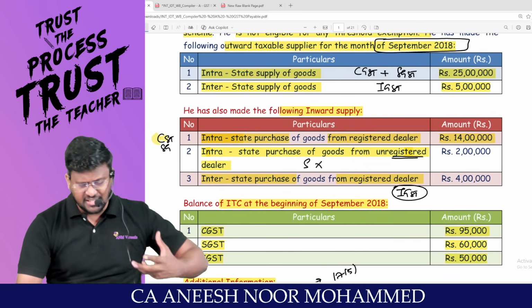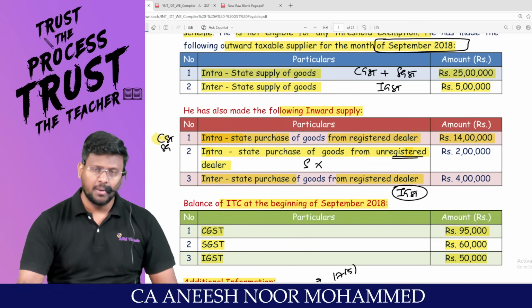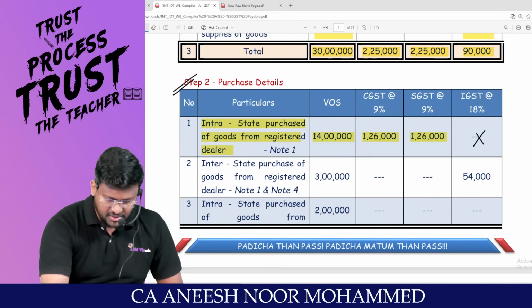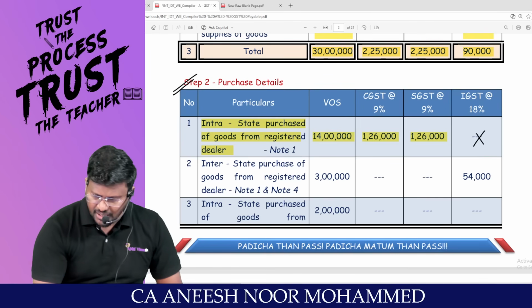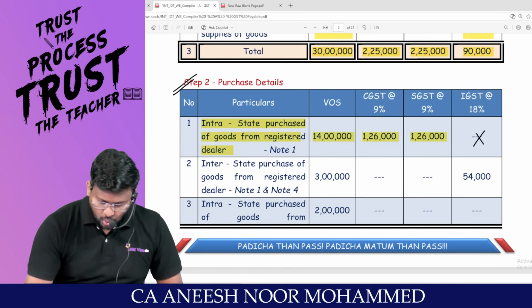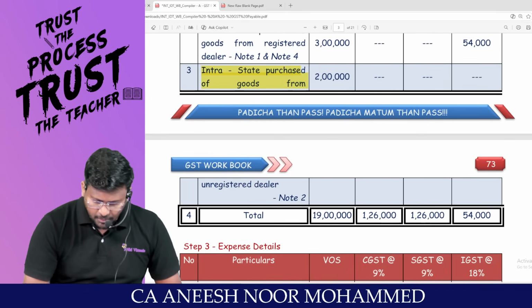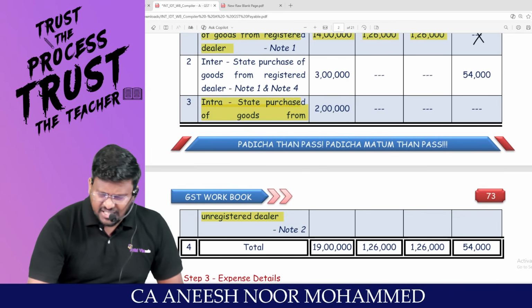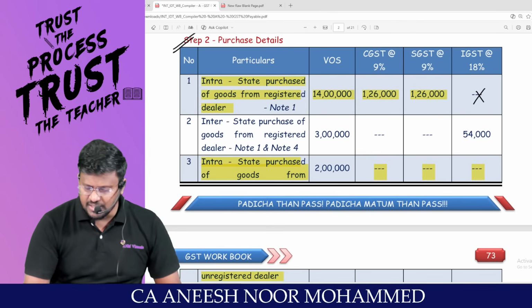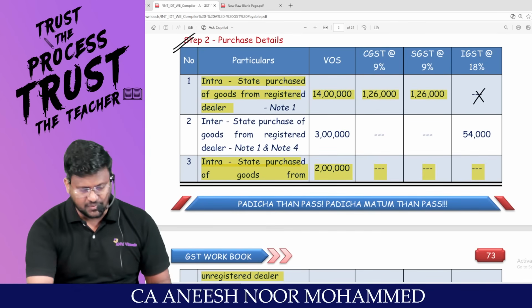The second purchase is again an intra-state purchase, but it is from an unregistered person. An unregistered person should not collect any tax. So intra-state purchase of goods from, my dear lovable students, an unregistered person. Since it is from an unregistered person, the supplier would not have collected any tax from us.